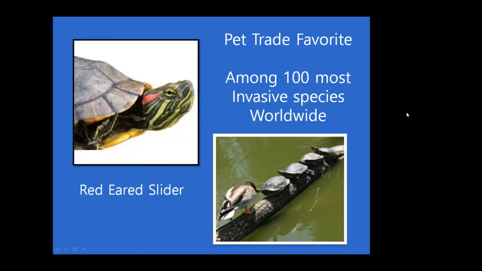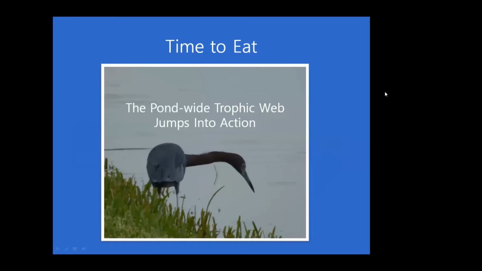The red-eared slider is listed among the 100 most invasive species because they're sent worldwide in the pet trade. They don't always show this red ear, by the way. Well, that's made you hungry thinking about turtle soup. So time to eat. There's our little blue heron again.